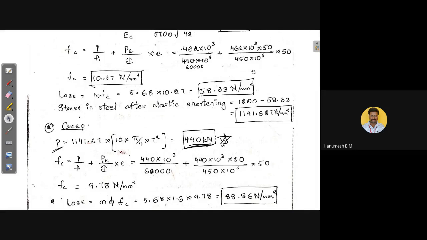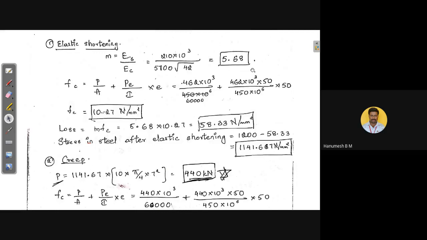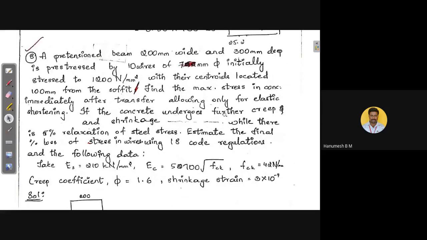In the problem, what I mentioned is, you need to allow it for the elastic shortening. Find the maximum stress in concrete immediately after transfer, allowing only for elastic shortening. Then, if the concrete undergoes further creep and shrinkage, while there is 5% relaxation of the steel stress, estimate the final percentage loss.